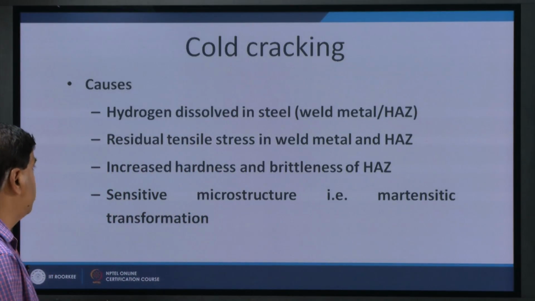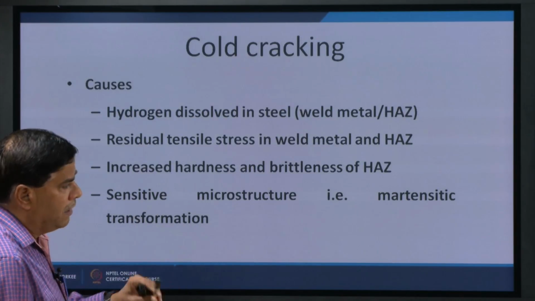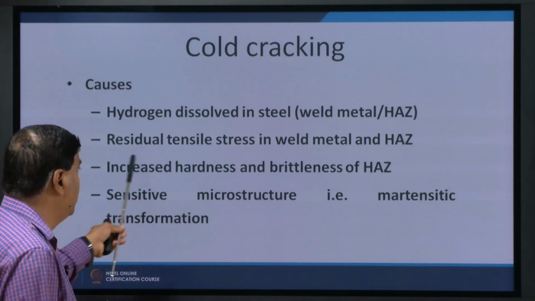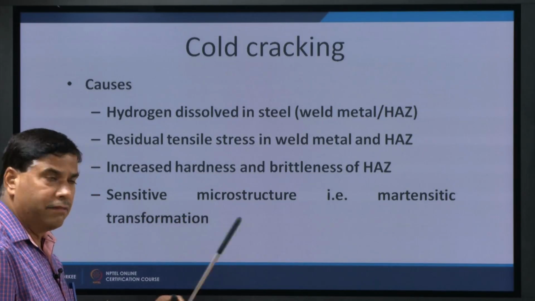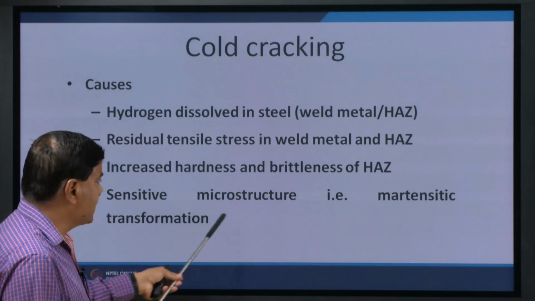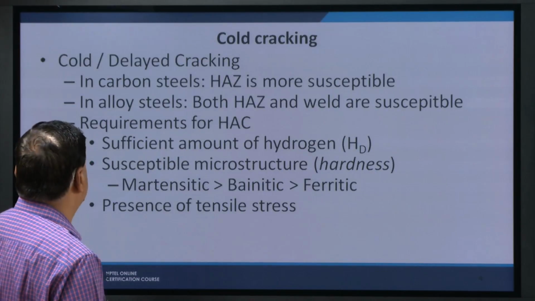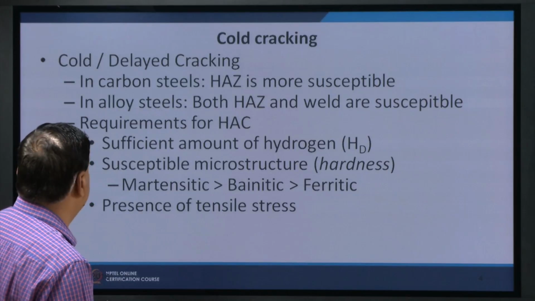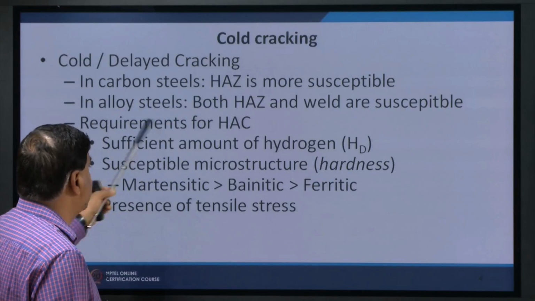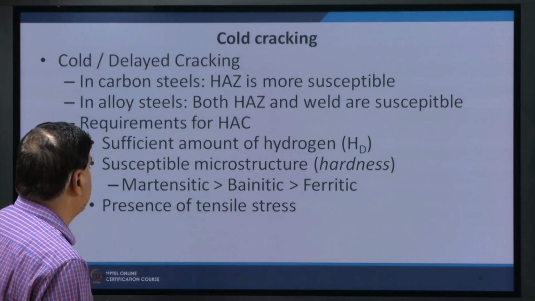These are the common causes which are observed for the development of the cold cracks: hydrogen dissolved in the steels, like in the weld metal or in the heat affected zone, development of tensile residual stresses in the weld or heat affected zone, higher hardness or brittleness of the heat affected zone, and a crack sensitive structure like the martensite formation in the heat affected zone. So, if we see here, this is what I have already said. In the carbon steels, the HAZ is sensitive for the cold cracking, while in case of the alloy steels, both the HAZ and the weld are susceptible for the cold cracking.